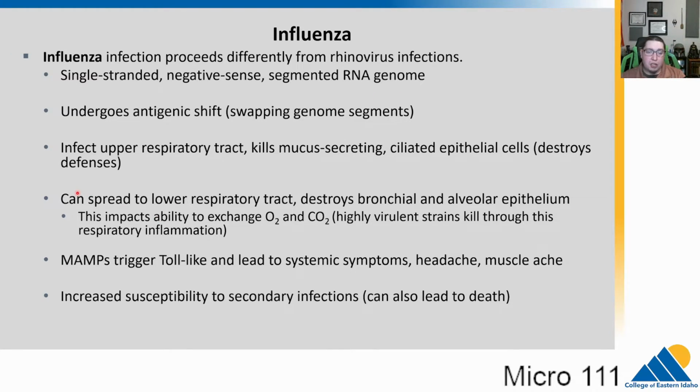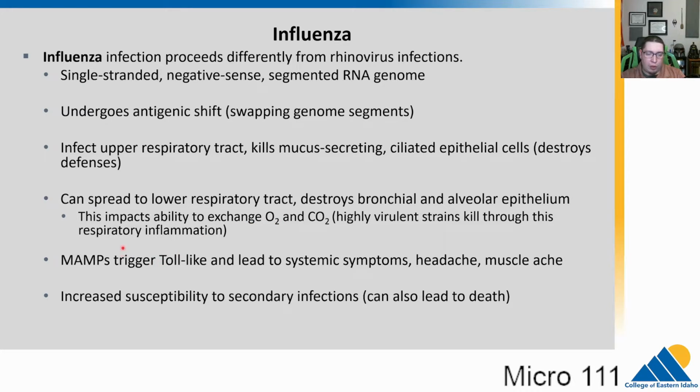So that infection can spread from the upper tract down into the lower tract and actually start destroying bronchial and alveolar epithelial cells. This is going to reduce the ability of the infected individual to exchange oxygen and CO2. So highly virulent strains can do this enough that it can actually kill someone through this process. So this is basically reducing your ability to breathe. And as we know, we need oxygen for that terminal electron acceptor, right? So we've got to have that.